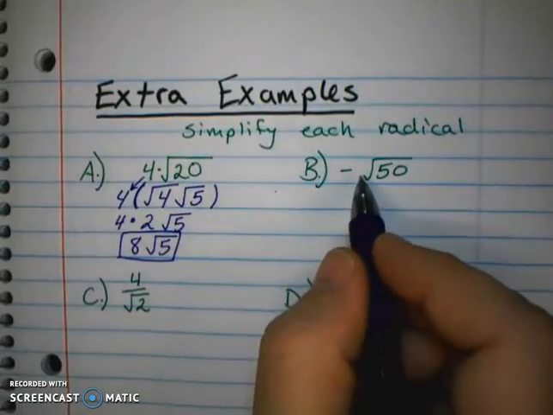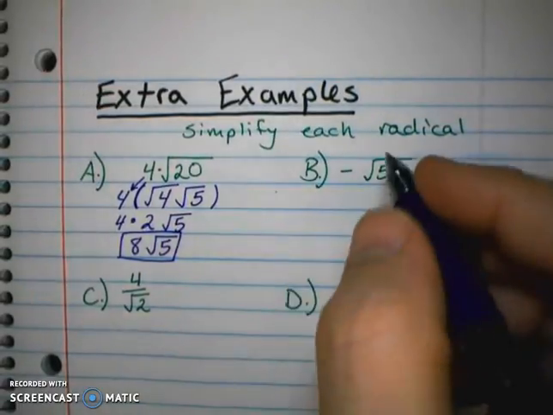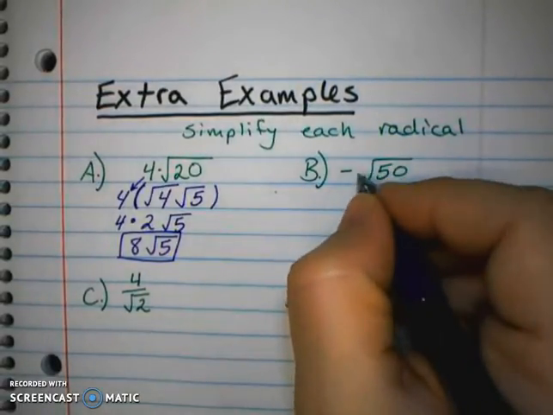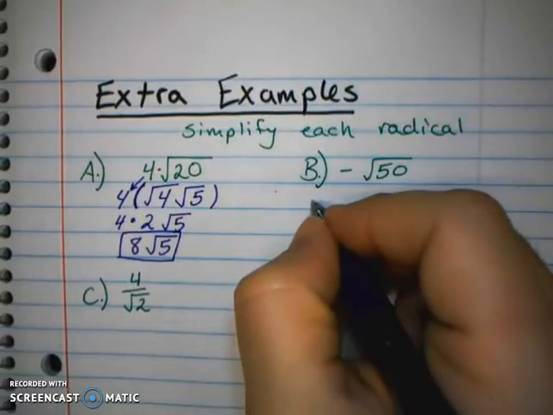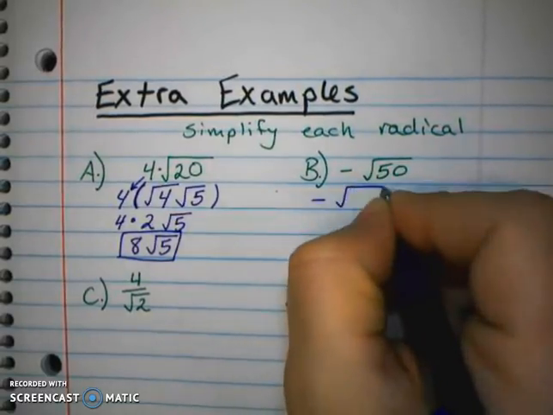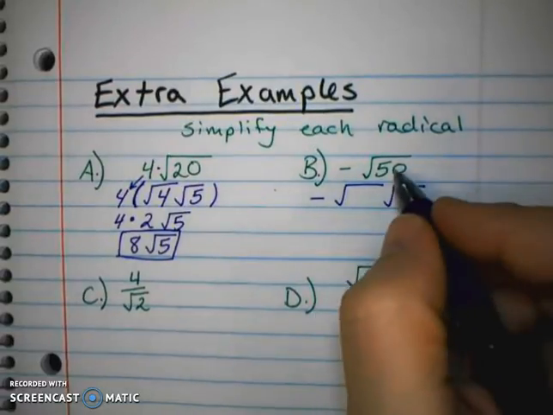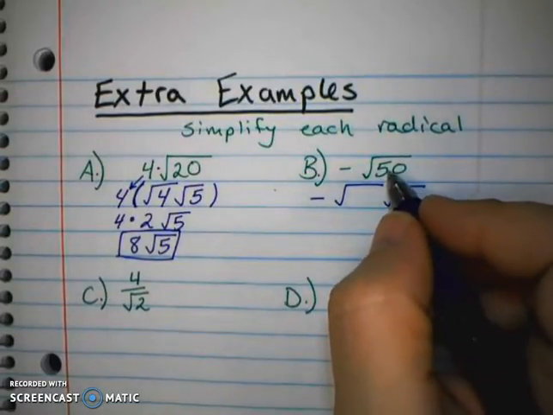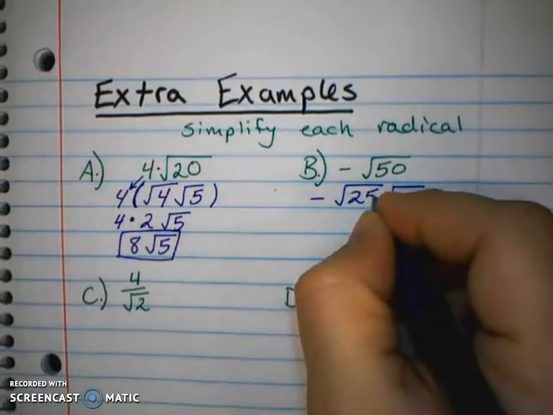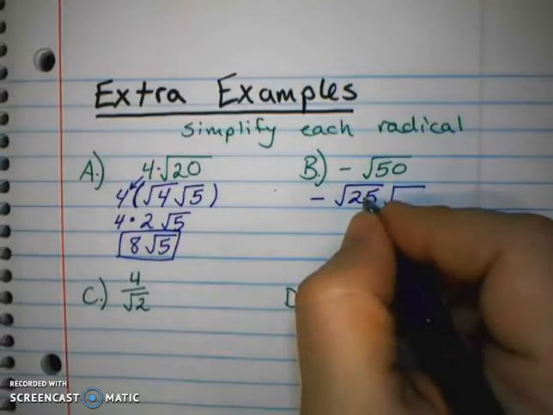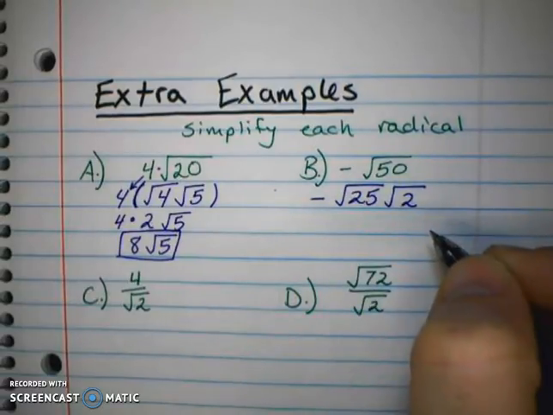Okay? Part B works out in very much the same way. You can think of this as a -1 or just a negative sign. All right? We're going to keep that negative and then rewrite root 50 using its largest perfect square factor. The largest perfect square that we can divide by is 25.